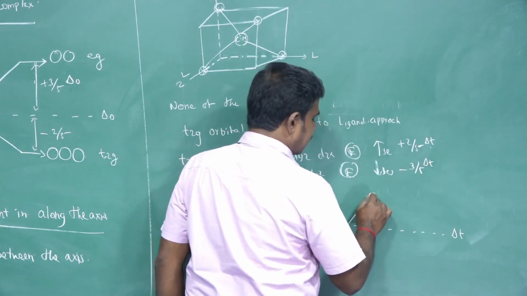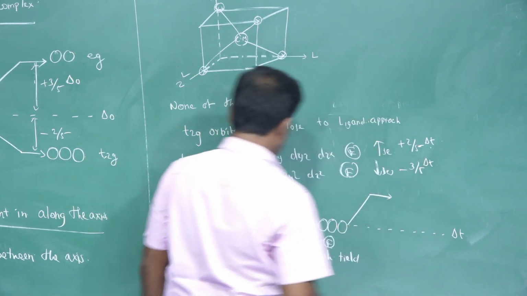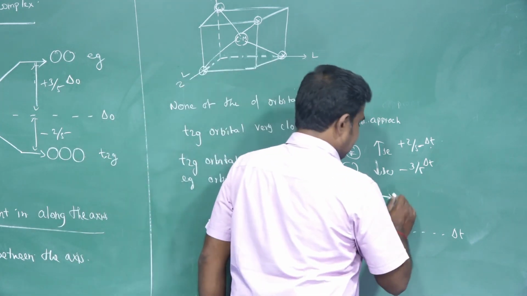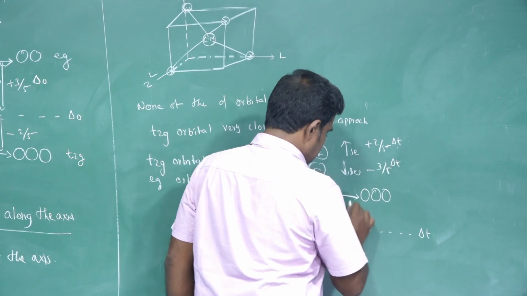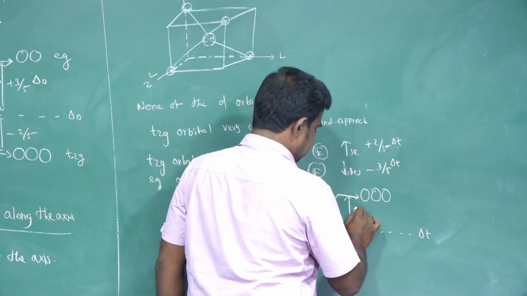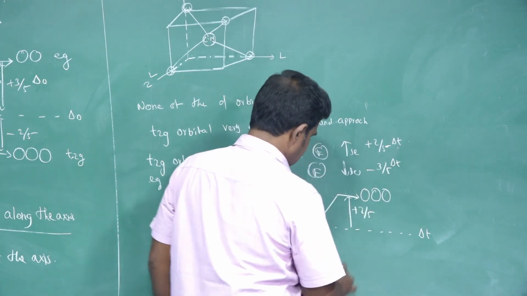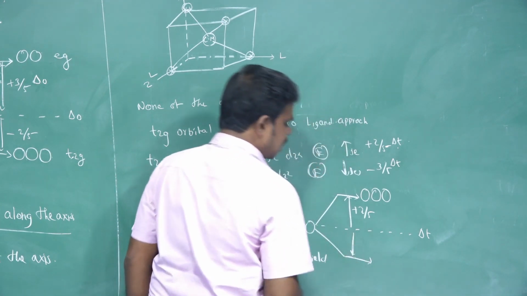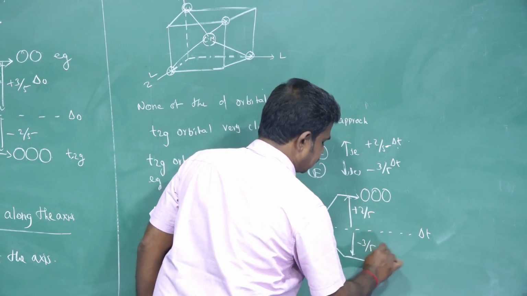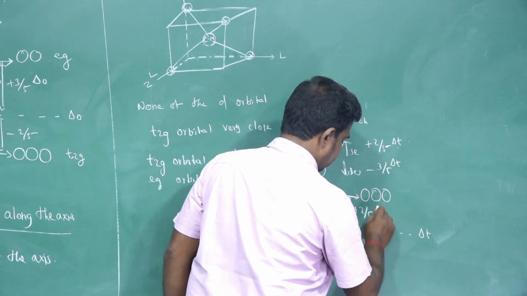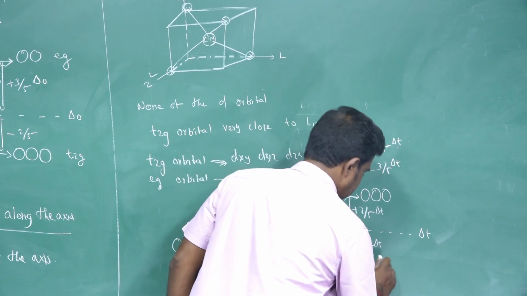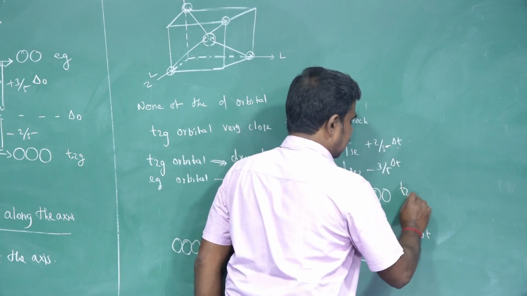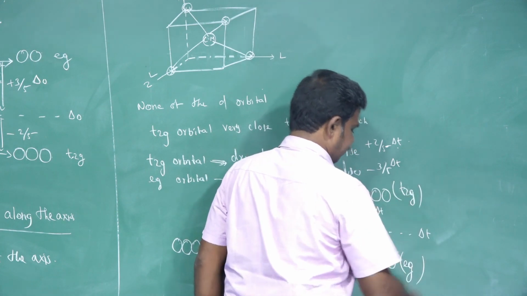Now here we are taking the t2g orbitals. The three t2g orbitals' energy increases by 2/5 Δt, and the Eg orbitals' energy decreases by 3/5 Δt. So here are the Eg orbitals and the t2g orbitals.